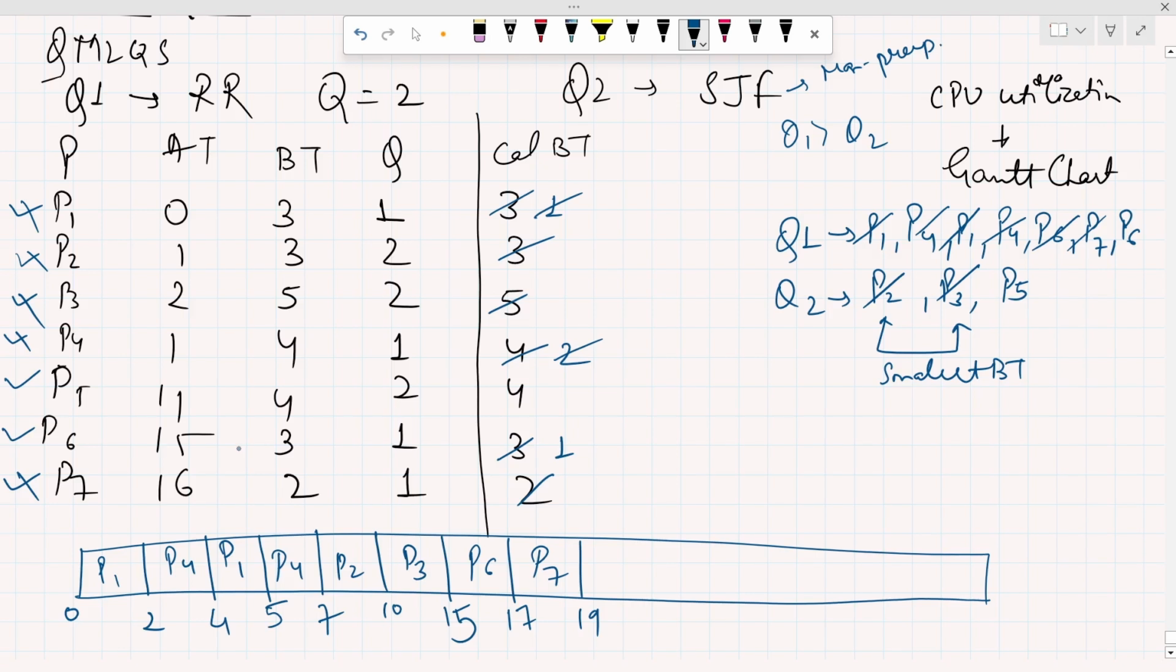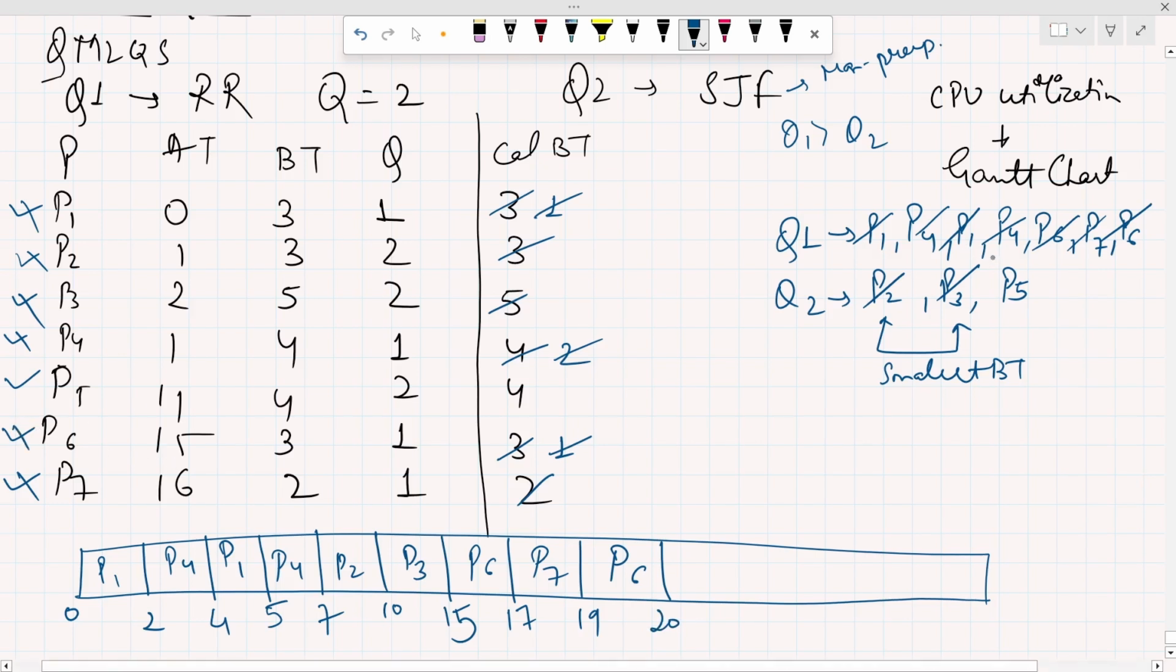So now we have to check the Q1 process after that. Is there a process in Q1? The answer is yes, P6 is there. So P6 will get the CPU. Burst time left for P6 is 1. So it only gets 1 unit of time, from 19 to 20. No new process comes in the queue, and P6 is also completed.